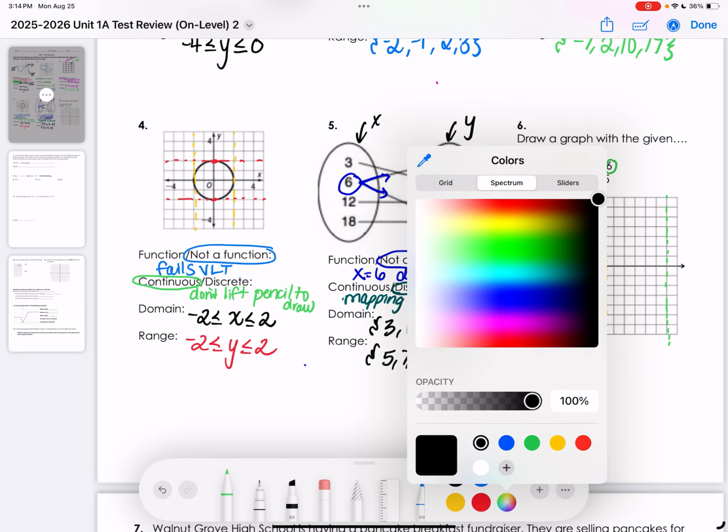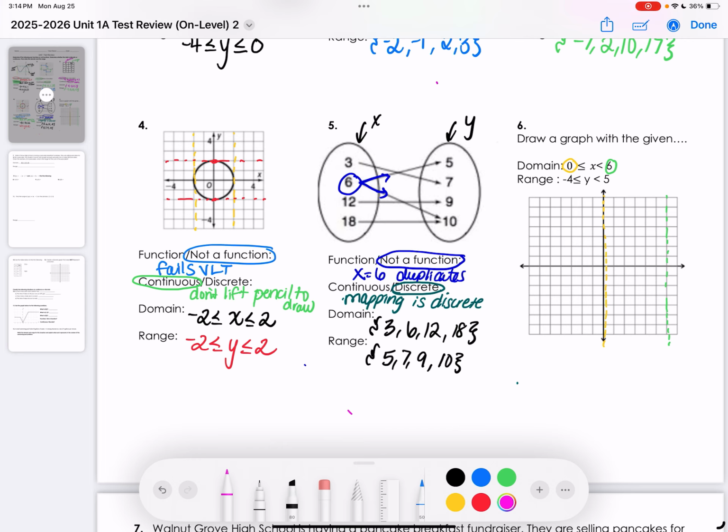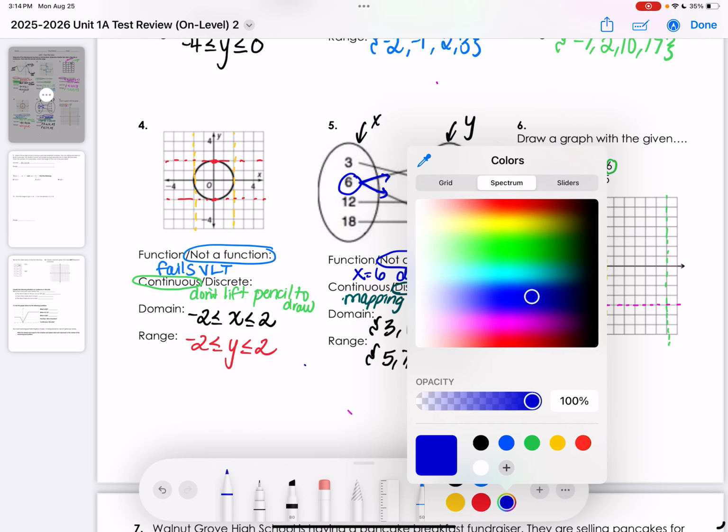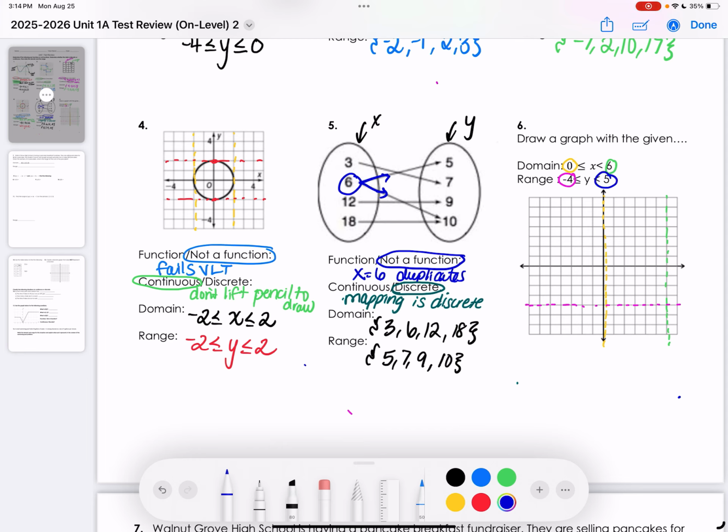I'm going to do different colors for all 4 so they stand out. All right, lowest range value is -4. 1, 2, 3, 4. This is -4. And the highest value is 5. 1, 2, 3, 4, 5. So essentially you need to stay within this box. This has to be closed, and this side has to be open.